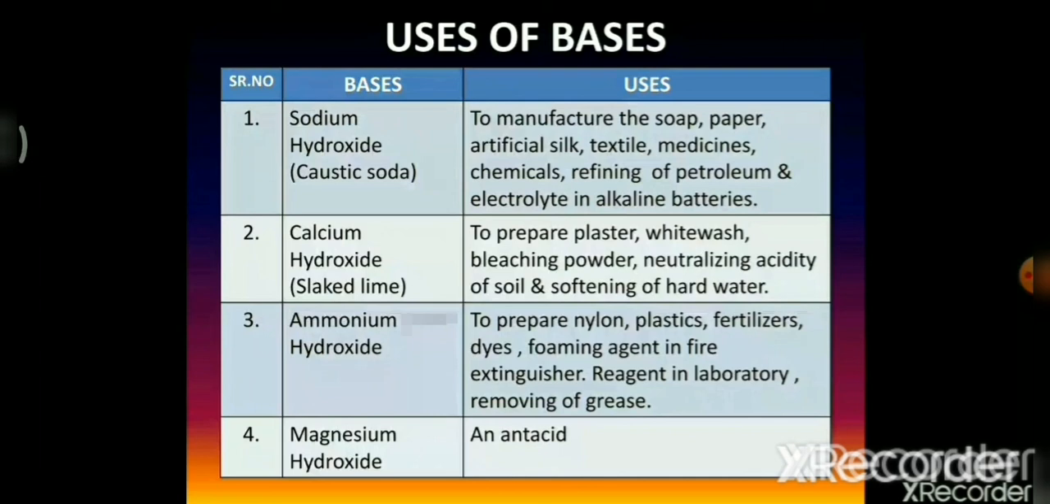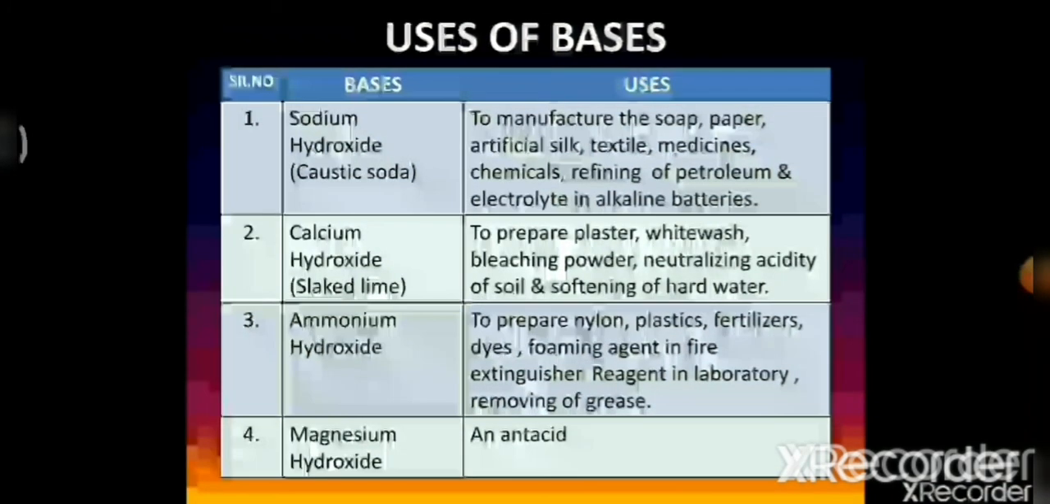One more example we'll take, that is calcium hydroxide, called slaked lime. It is used to prepare plaster and whitewash, so called chuna, which is used to paint the roofs of buildings. It is also used in the preparation of bleaching powder. Students, farmers spread this basic natured chuna into the field that neutralizes the acidity of soil. It decreases the pH of soil.